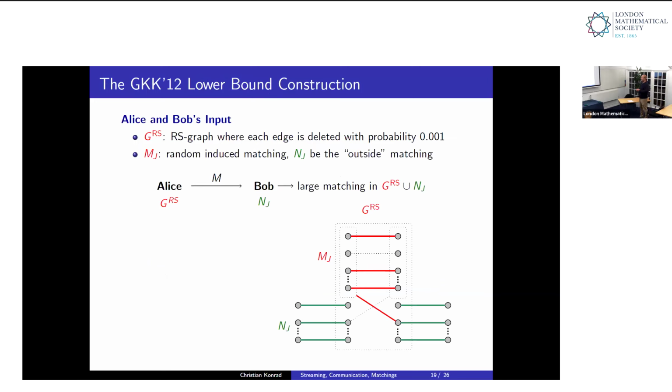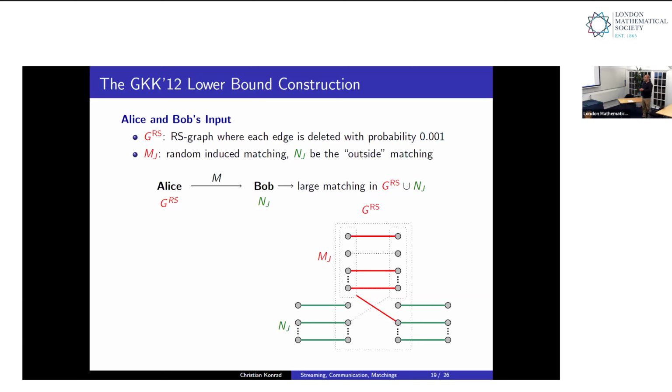Imagine Alice, as input in our communication setting, holds such a Ruzsa-Szemerédi graph as described before, but we do the following to this graph. We delete every edge of this graph with a small constant probability, a very small constant. So we've turned this graph into an input distribution now. Every edge is deleted with a small probability here.